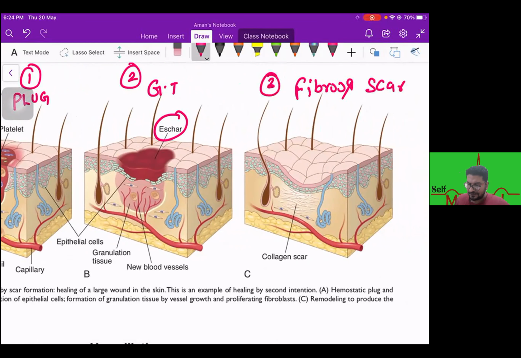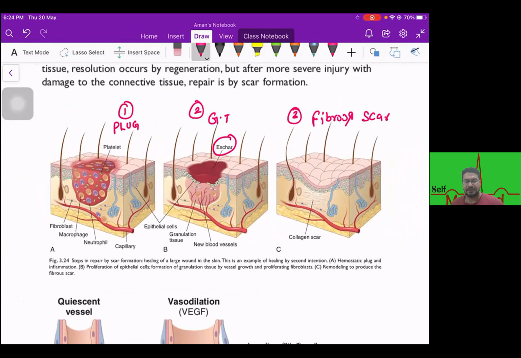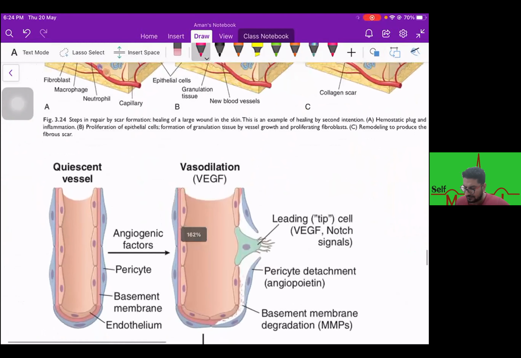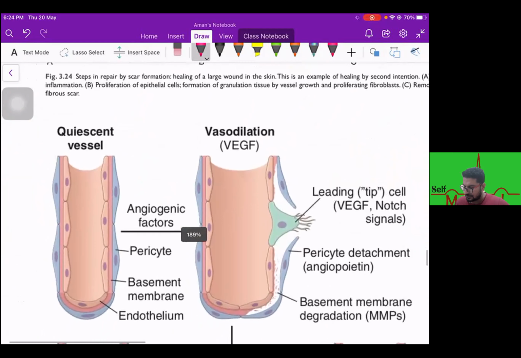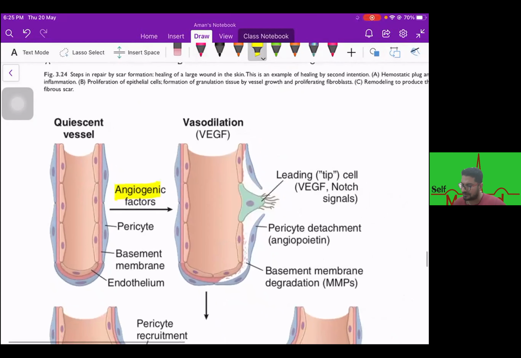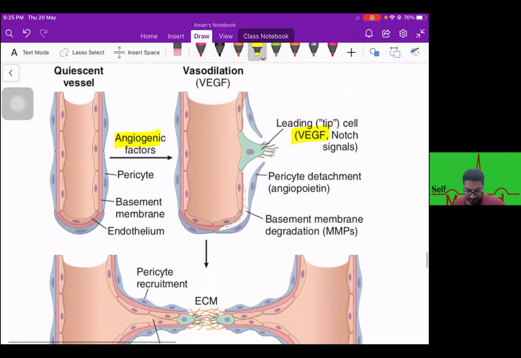So understand this, there are three stages. First you will see a platelet plug, then granulation tissue, and then you will notice fibrous scar formation. Now understand this, sometimes tissue repair is also done by a process called angiogenesis. Angiogenesis means there is formation of new blood vessels. Remember the theoretical question: in angiogenesis, the main factor is VEGF, vascular endothelial growth factor.